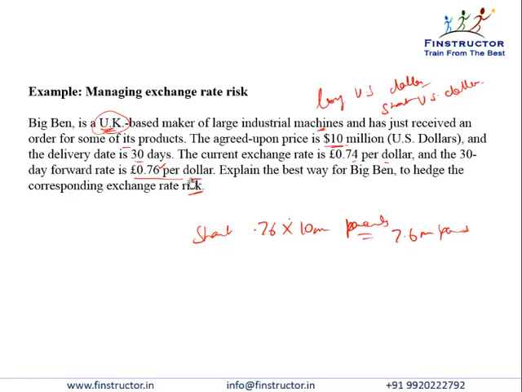If the dollar actually appreciates, it becomes 0.78. I will lose. But if the dollar depreciates, I will gain on this forward contract because my position is fixed, or I will receive 7.6 million pounds. Gain on spot will be offset by the loss in future and vice versa.